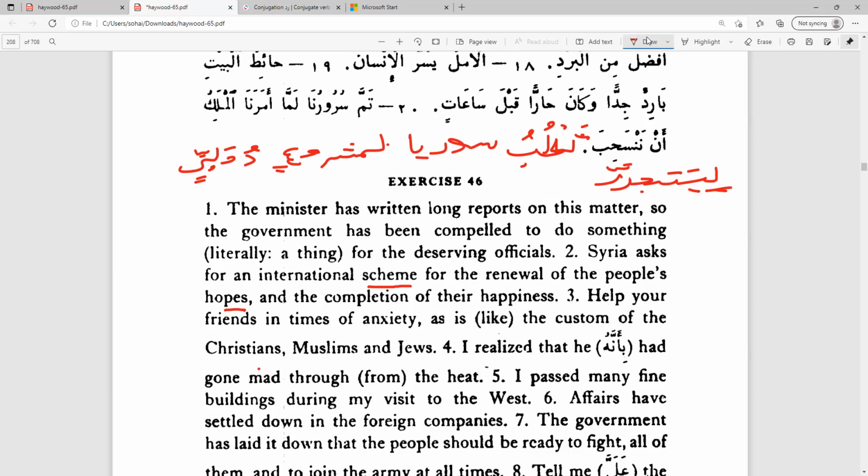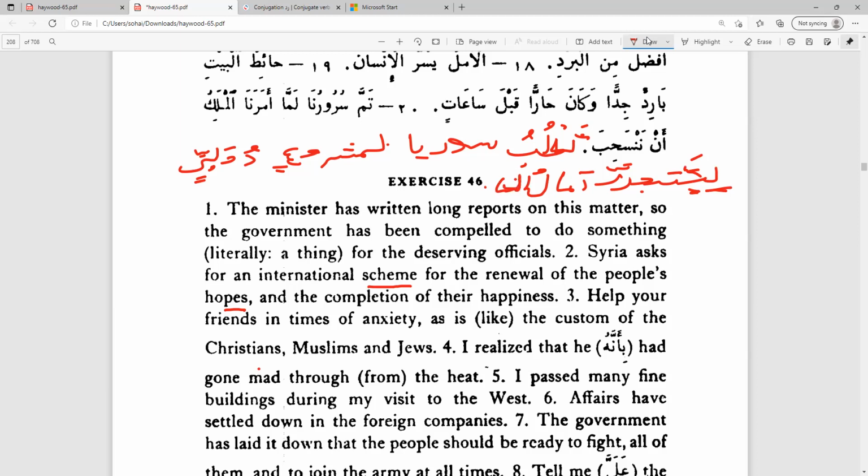Hopes is a broken plural, so it's amal. Oh, sorry, for the renewal it will be tajaddada because we're using amal. Amalun nasi, or it's using ahali as well.